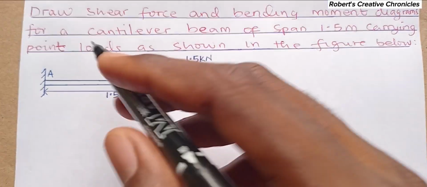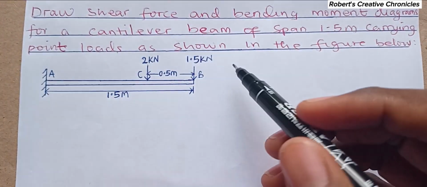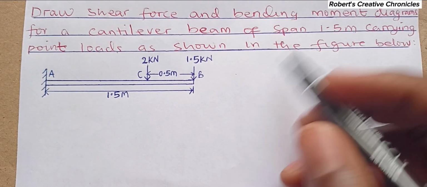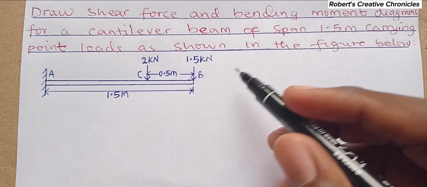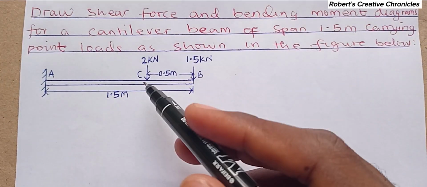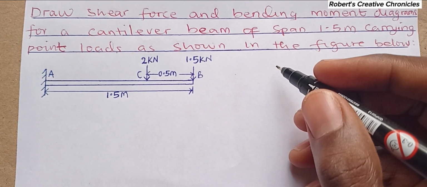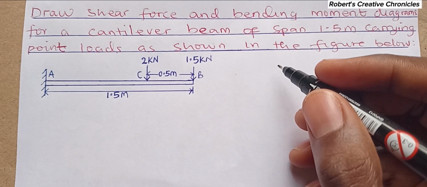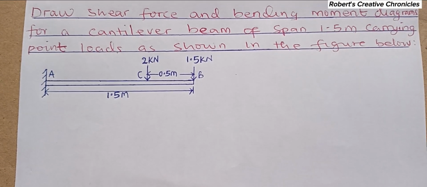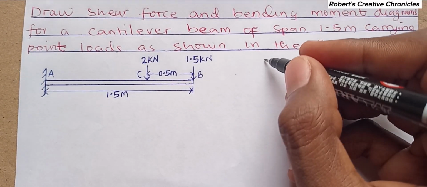Today we are going to solve this question, which states: draw shear force and bending moment diagrams for a cantilever beam of span 1.5 meter carrying point loads as shown in the figure below. So here is the figure. To draw a shear force and bending moment diagram, we have to calculate the magnitude of the shear forces and the bending moment at each section. So first we are going to do the calculation.